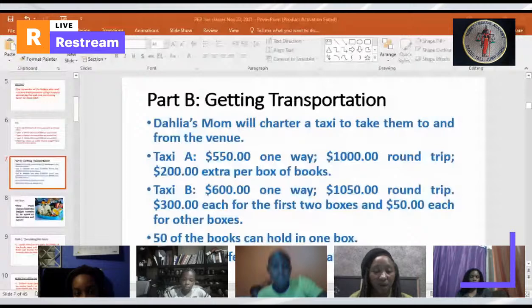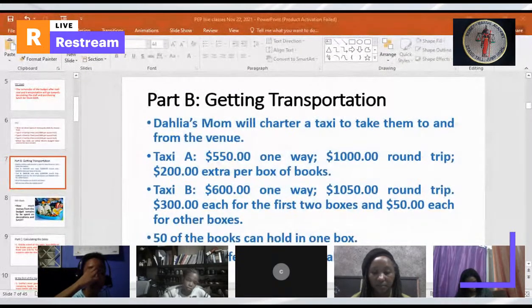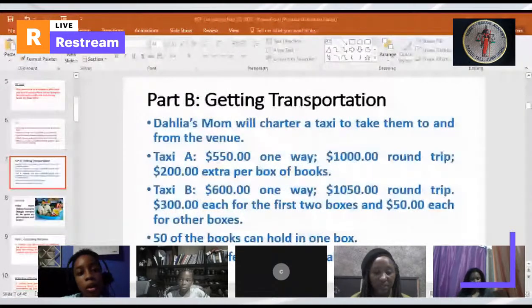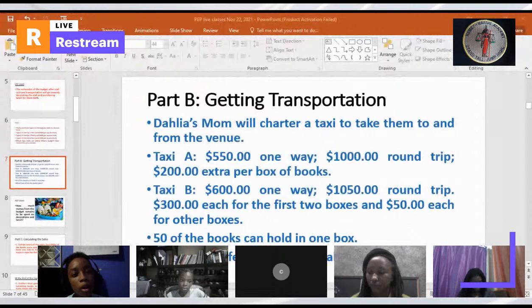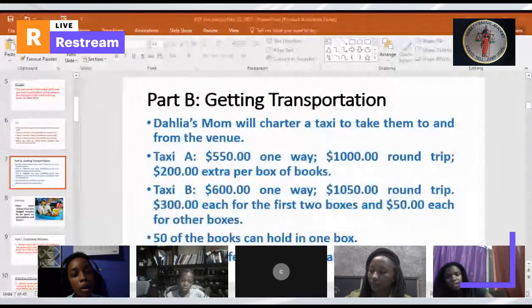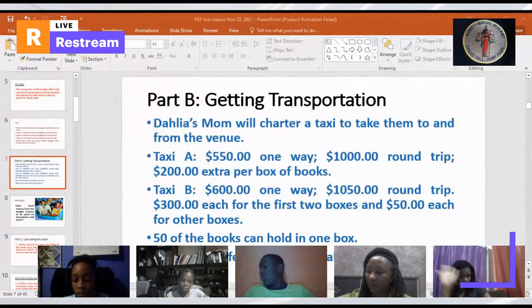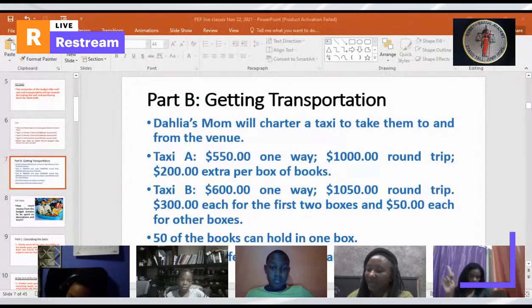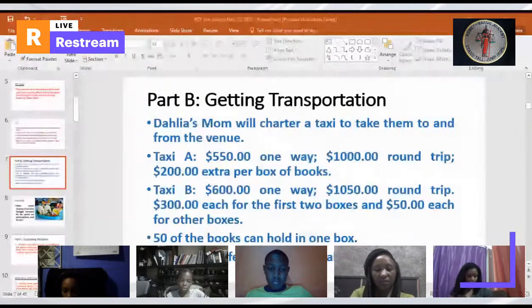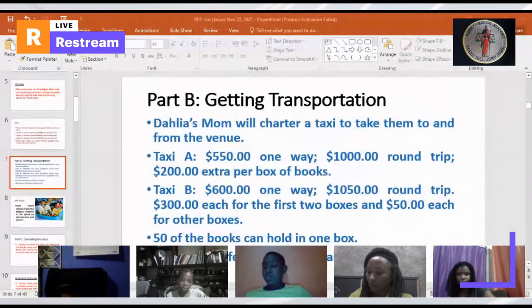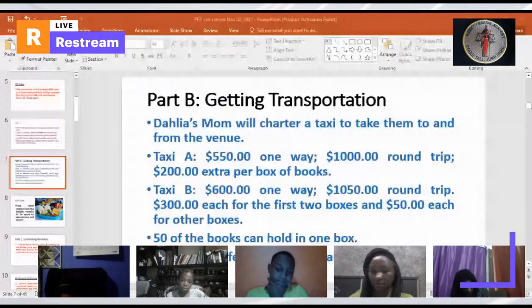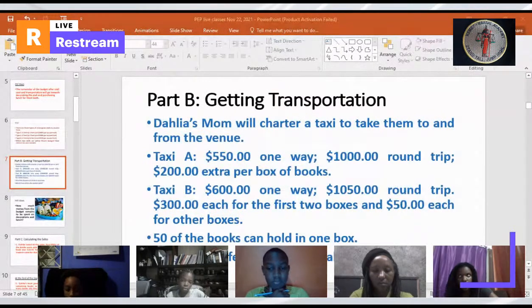So if 50 books can hold in each box, how many boxes will she need? Anyone? She has 250 books. Each box can hold 50 books. How many boxes will she need? She'll need 5 boxes. Okay. And taxi A is charging how much per box? $200. So how much would she pay extra for the boxes? $1,000.